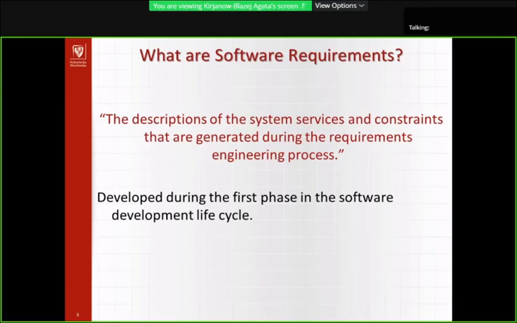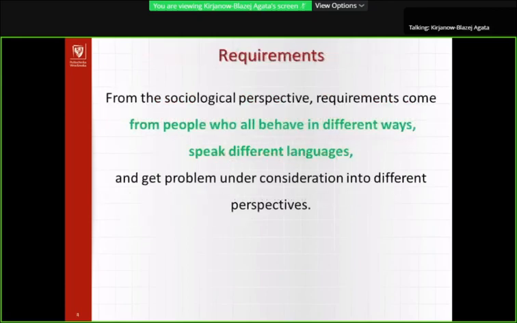From the sociological perspective, requirements come from people who all behave in different ways, speak different languages, and look at the problem under consideration from different perspectives. As engineers, we should assume that our partners or customers do not really know their requirements and cannot specify them.